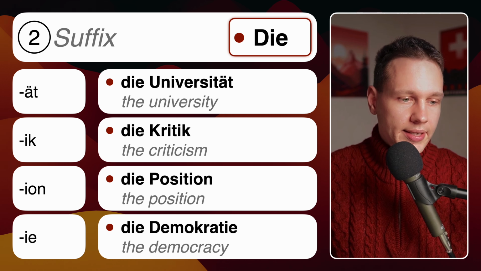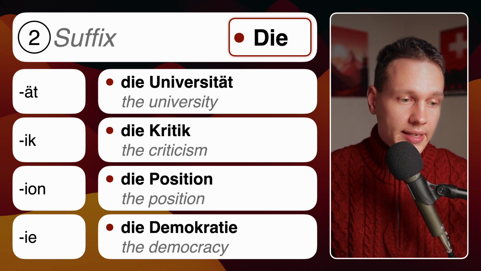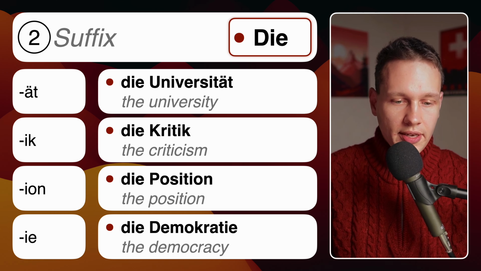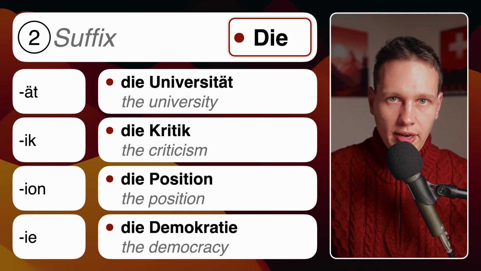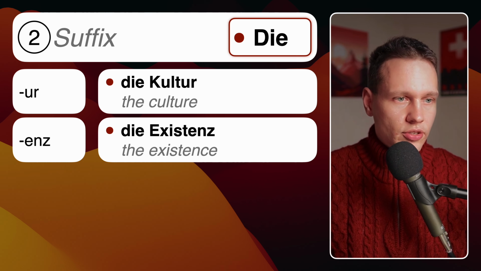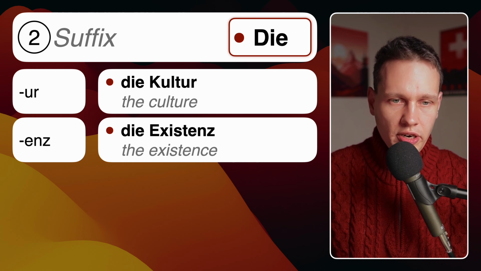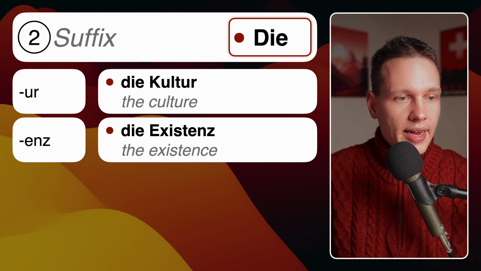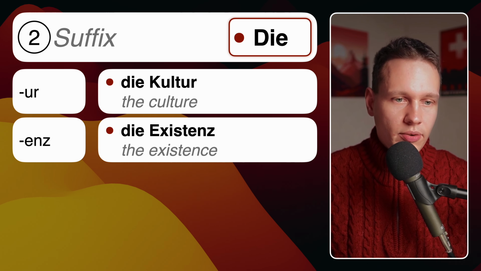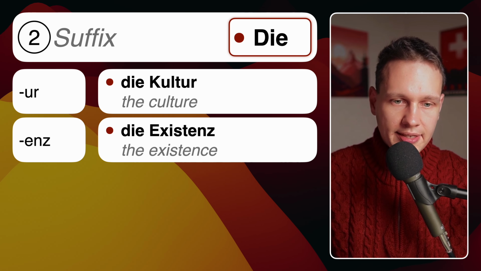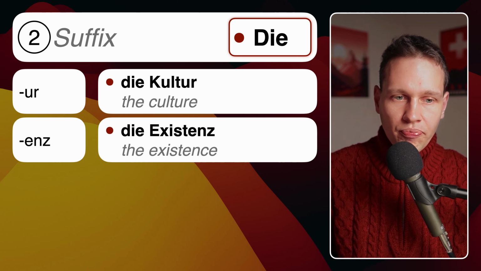And ie, which we pronounce as ee in German. So die Demokratie, the democracy. And the last two, ur, like die Kultur, the culture. And then enz, for which we have the example die Existenz, existence.